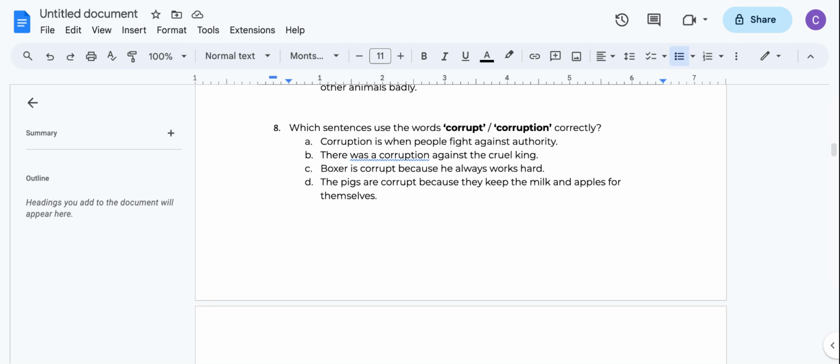8. Which sentence uses the word corrupt or corruption correctly? A. The corruption is when people fight against authority. B. There was a corruption against the cruel king. C. Boxer is corrupt because he always works hard. D. The pigs are corrupt because they keep the milk and apples for themselves.